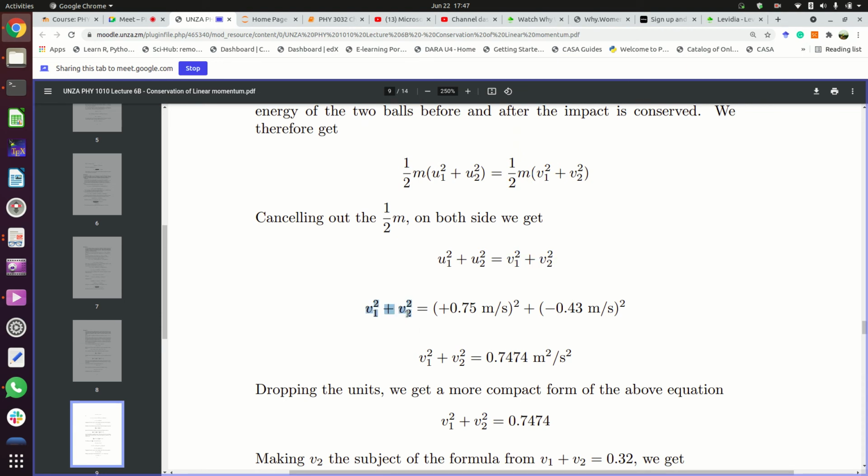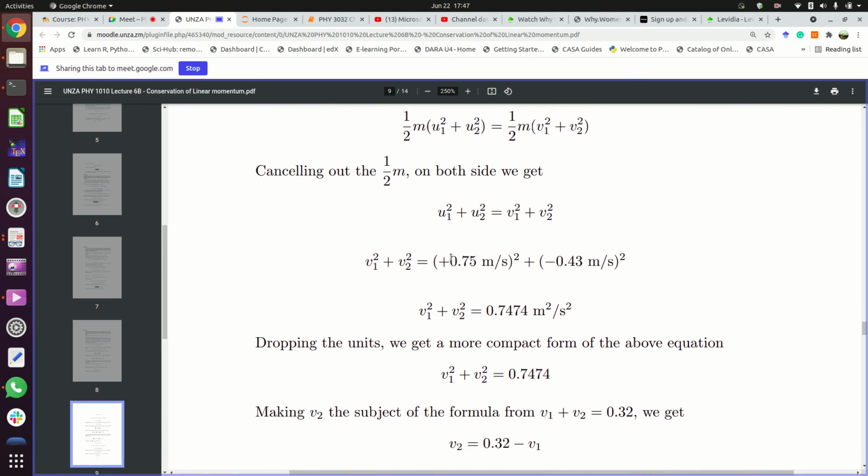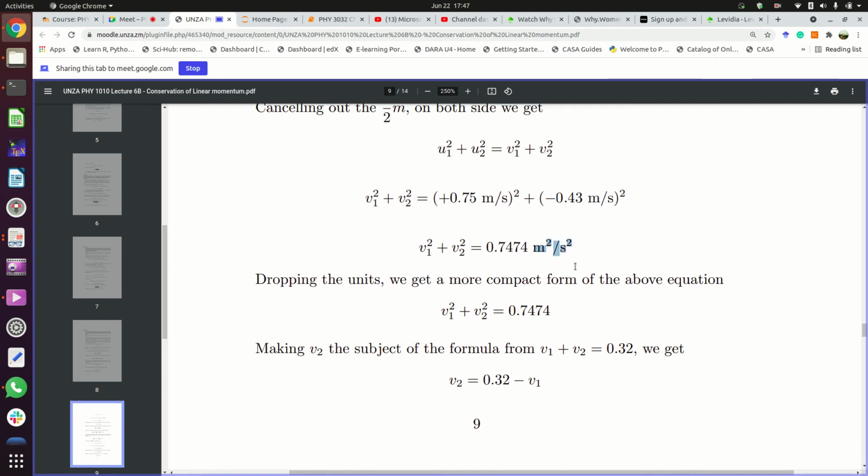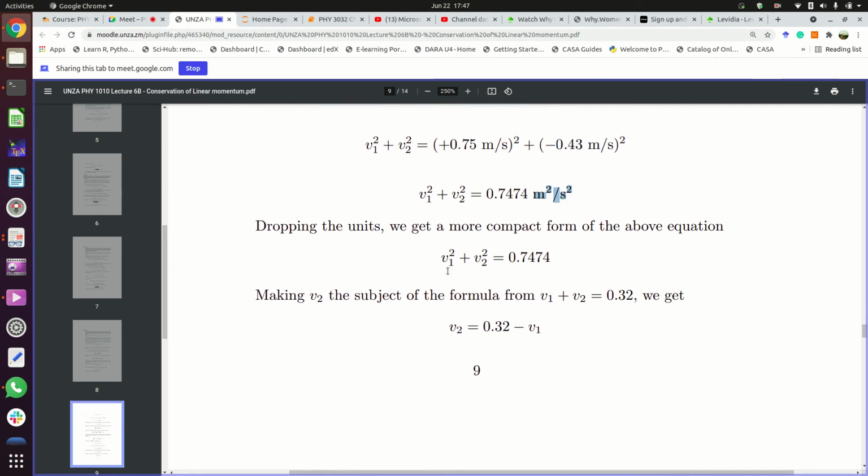v1 squared plus v2 squared is going to be equal to (+0.75 meters per second) squared plus (-0.43 meters per second) squared. When you work out this whole thing squared plus this whole thing squared, what you end up having is v1 squared plus v2 squared equals 0.7474 meters squared per second squared. When you drop these units, v1 squared plus v2 squared is equal to 0.7474.